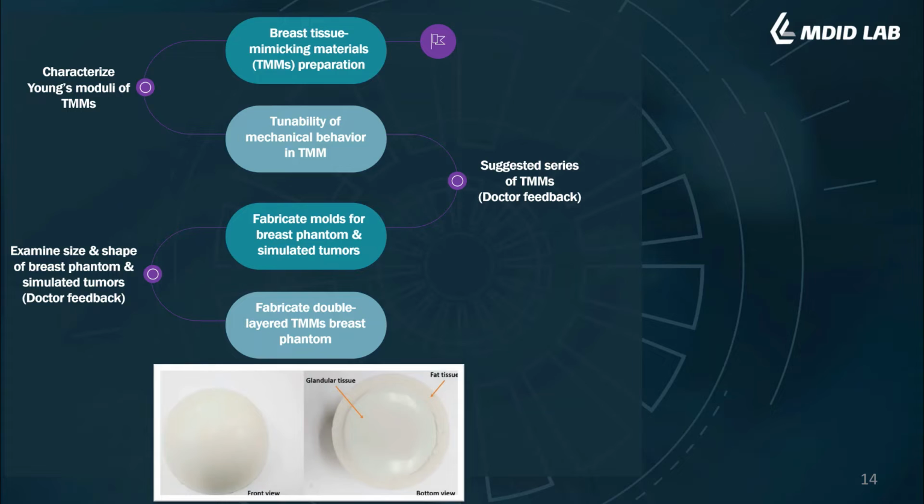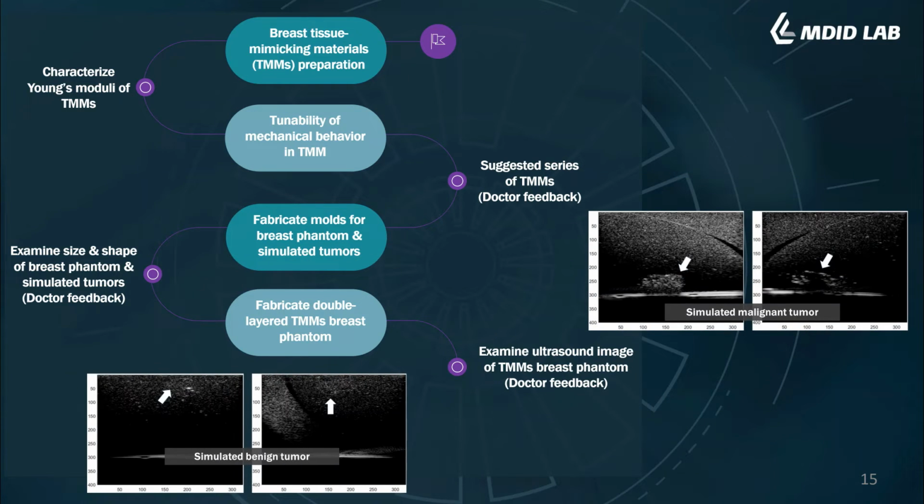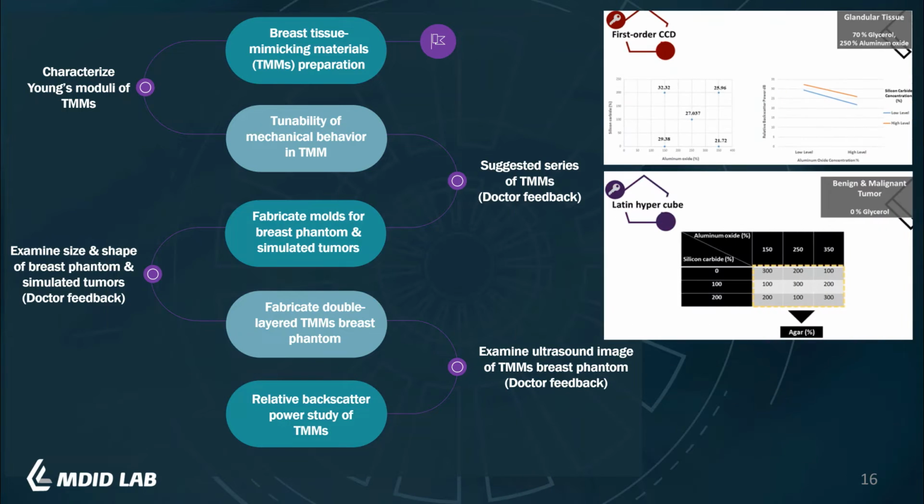The series of suggested tissue mimicking materials were used to develop a double-layer TMM breast phantom, which was embedded with simulated benign and malignant tumors. Unfortunately, the simulated benign tumor could not be recognized from the ultrasound image. Only the simulated malignant tumor could be recognized. Therefore, to develop a breast phantom with realistic ultrasound imaging, the relative backscatter power of TMM was further studied to adjust the contrast of the embedded tumor to the background granular tissue.